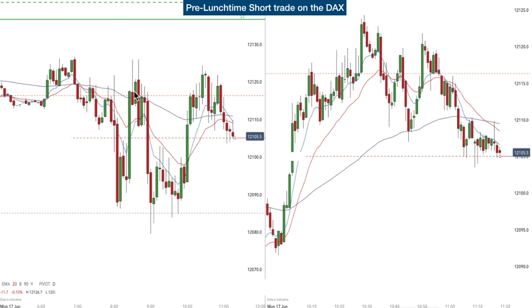So I'm basing my trades always on probability. Probability and not certainty is a key concept in trading. You never have certainty.